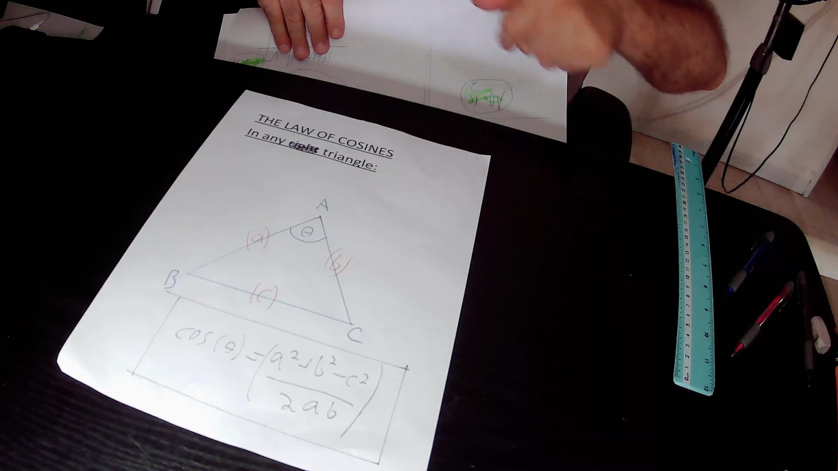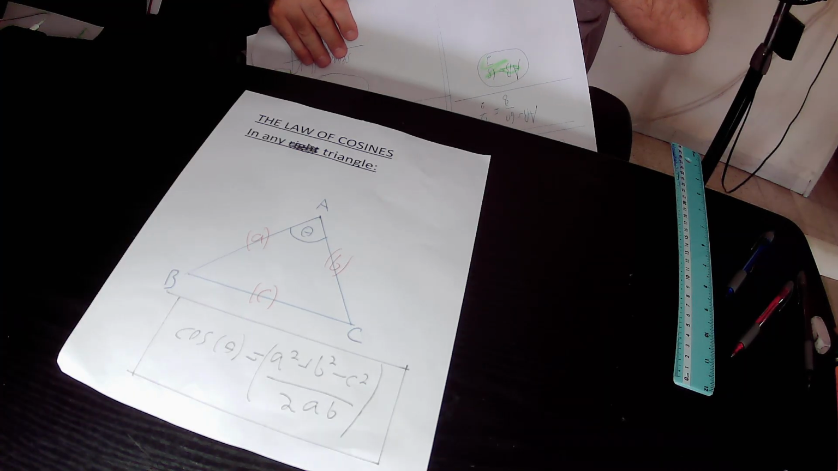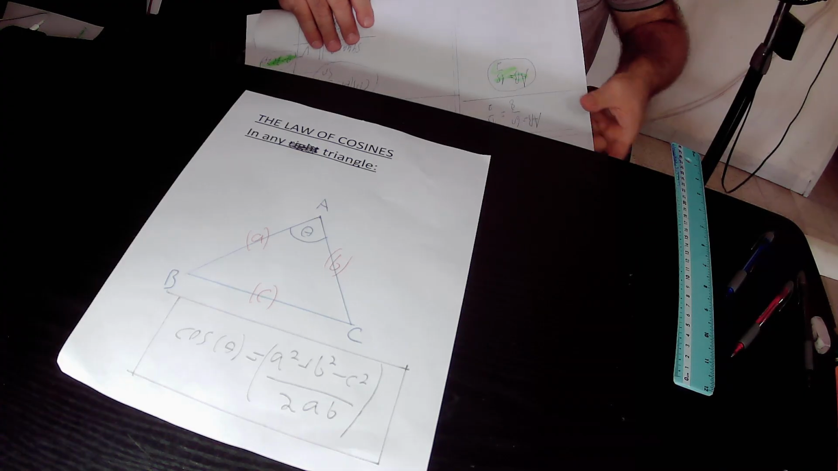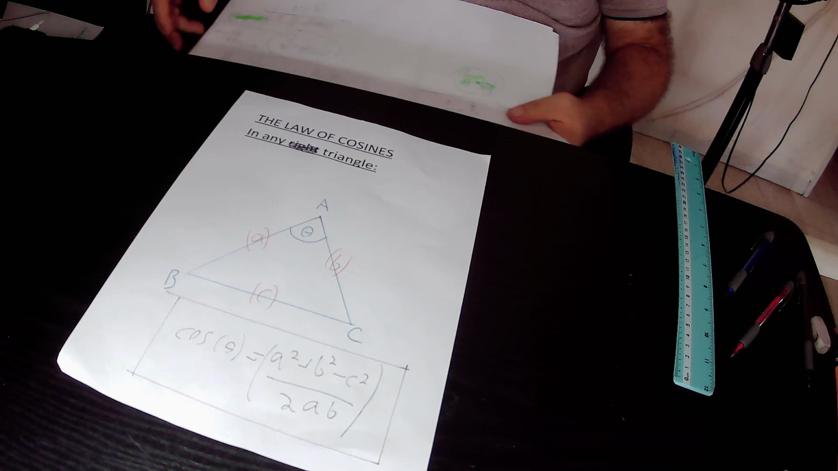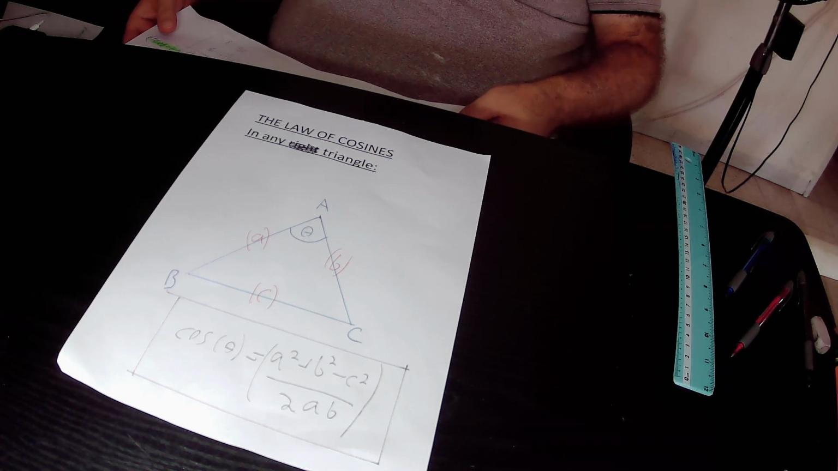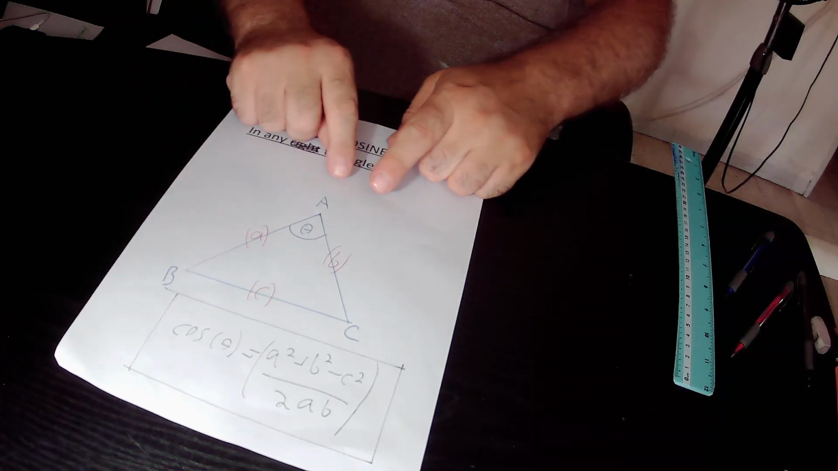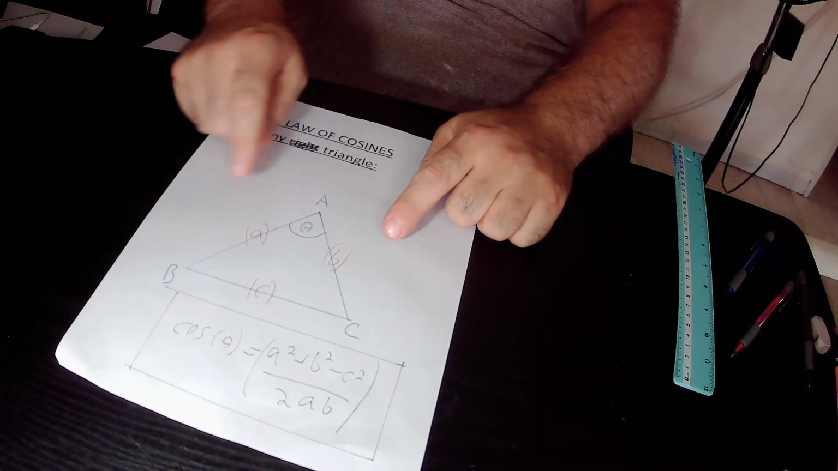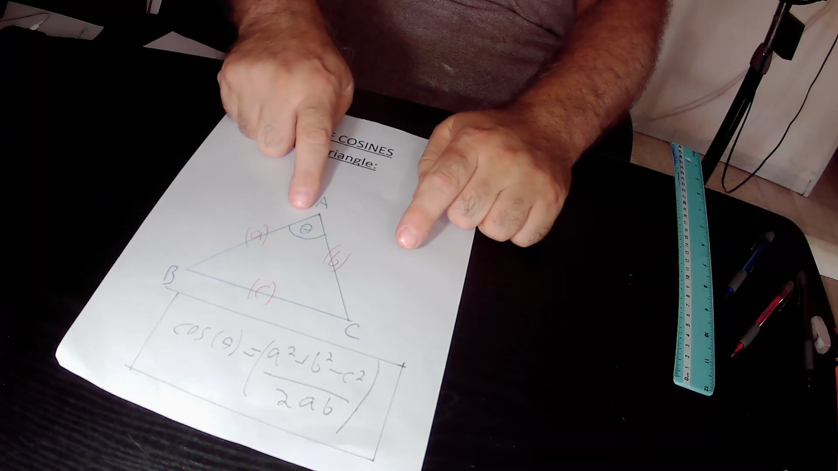This is triangle ABC. So the law of cosines, what is the law of cosines? The law of cosines is true in any triangle. This is triangle ABC that could be any triangle. In this triangle ABC, side AB equals A units in length, side AC equals B units in length, and side BC equals C units in length. This is angle BAC that is equal to theta degrees in size.